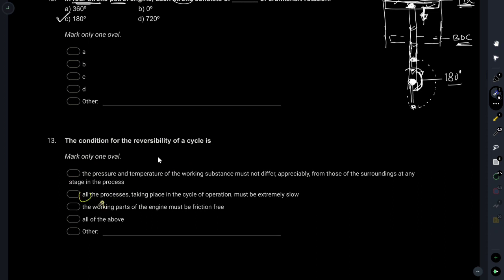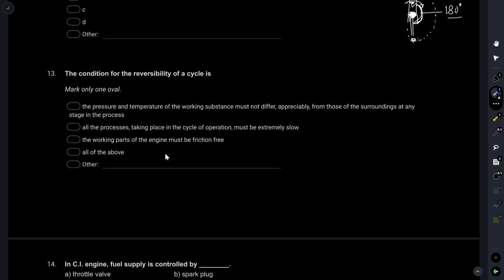Next statement says that all the processes taking place in the cycle of operation must be extremely slow, kind of quasi-static. So this can also be the answer. Then, the working parts of the engine must be friction free. Again, we will be neglecting all these frictions, so this can also be the answer. That means all these three options can be correct. Actually they are correct, right? The fourth option says all the above, so option 4 will be the correct answer for this question. This is the appropriate option to be ticked, so option D will be correct.